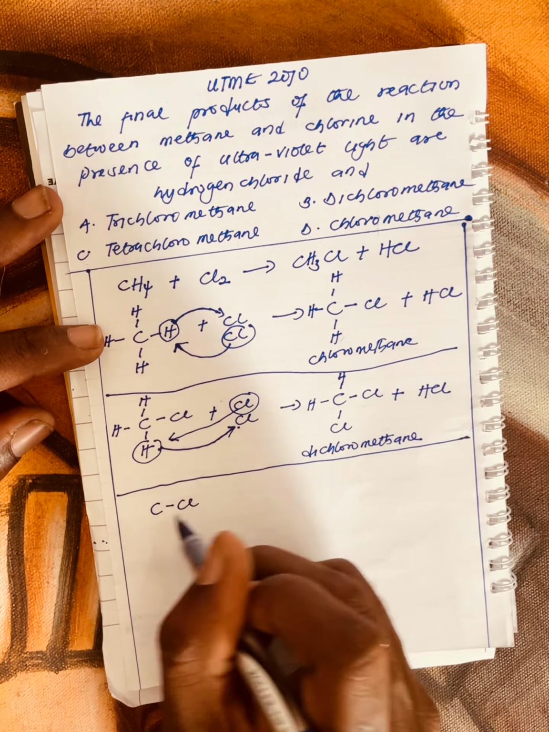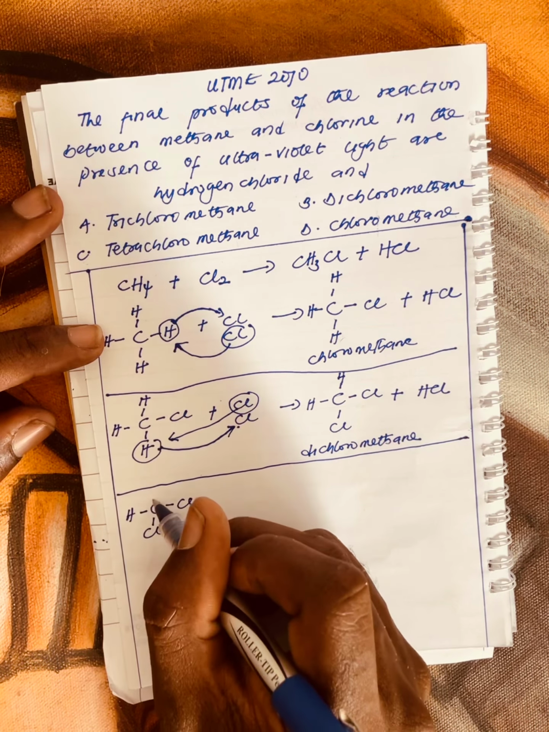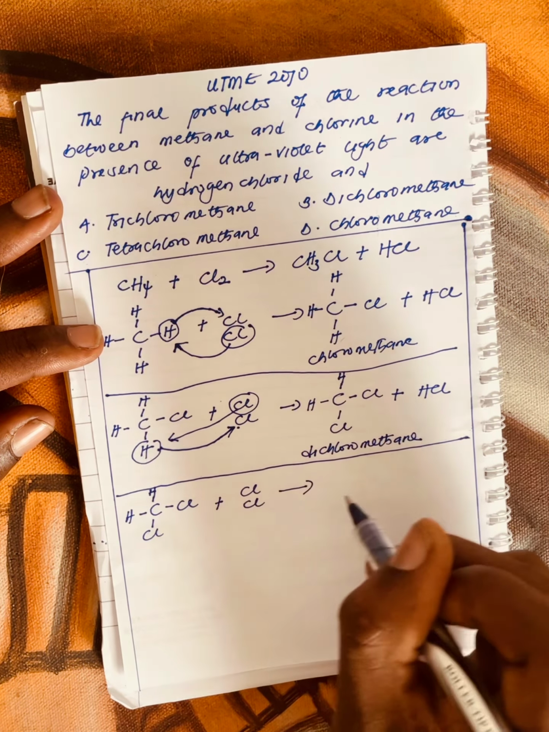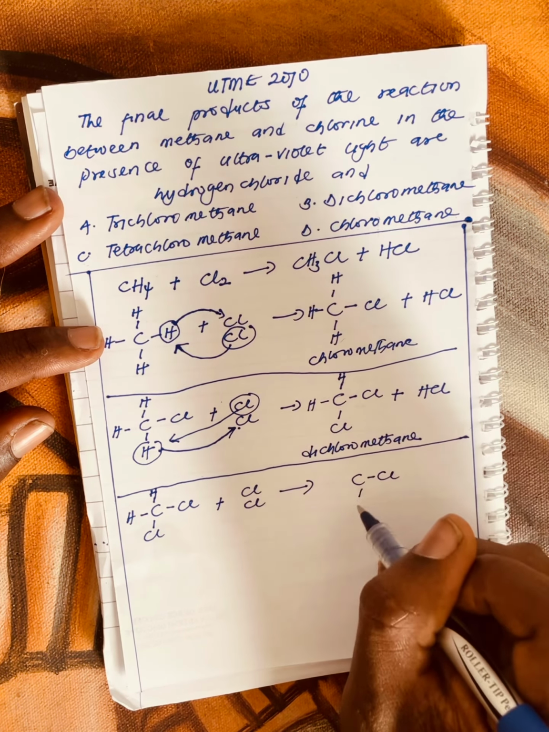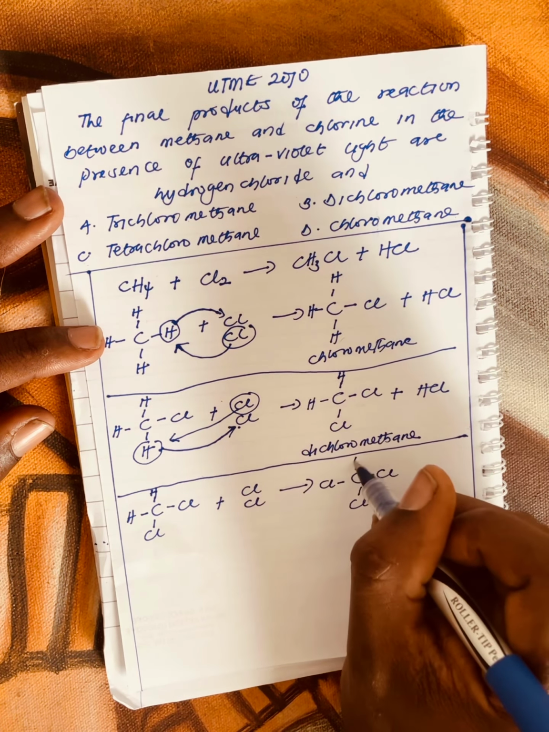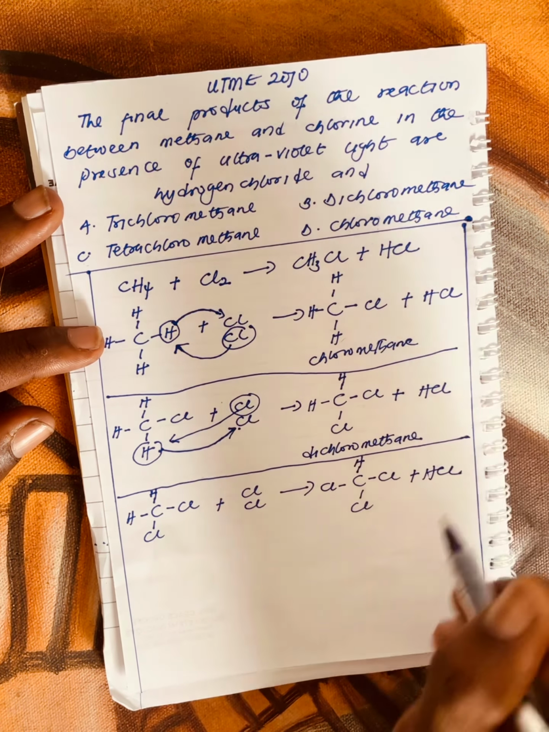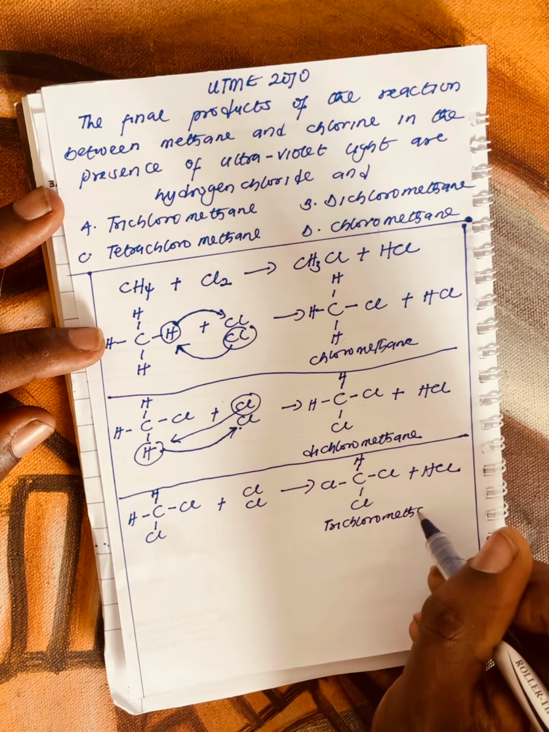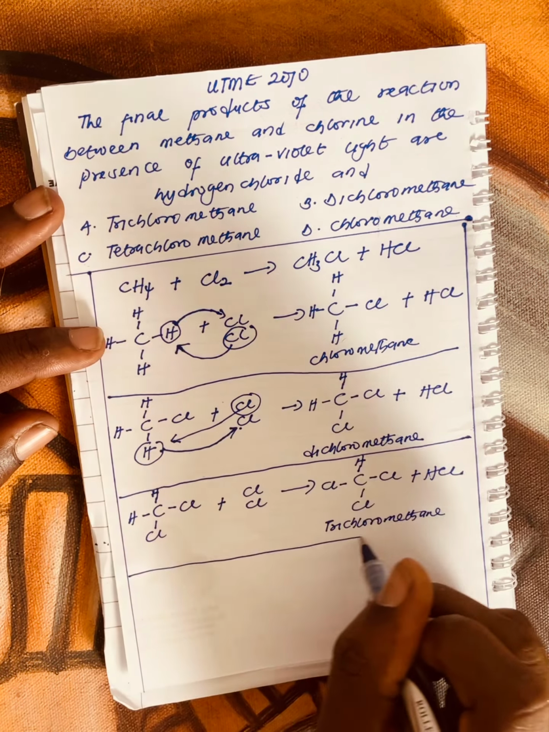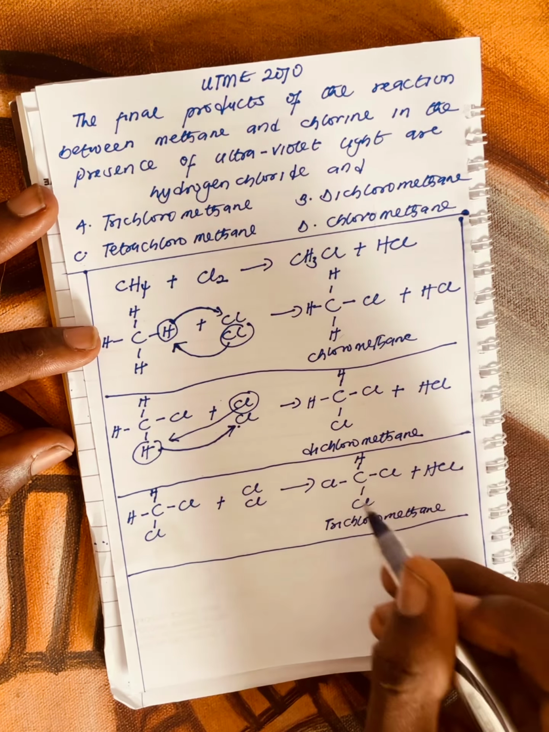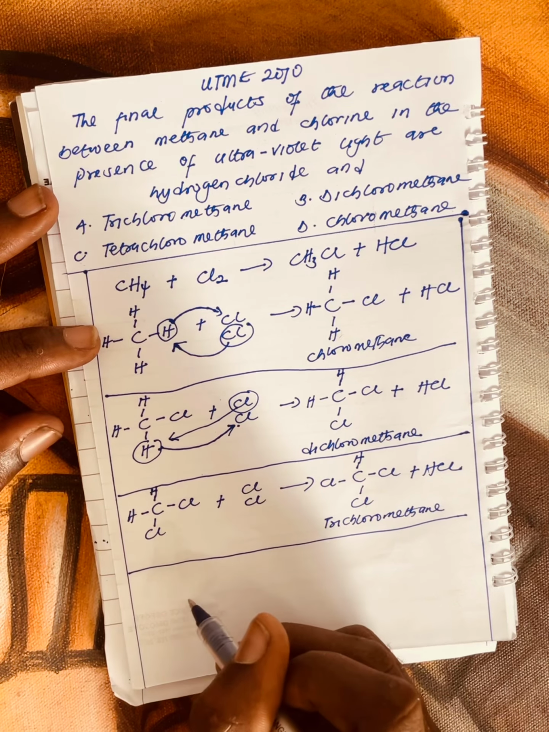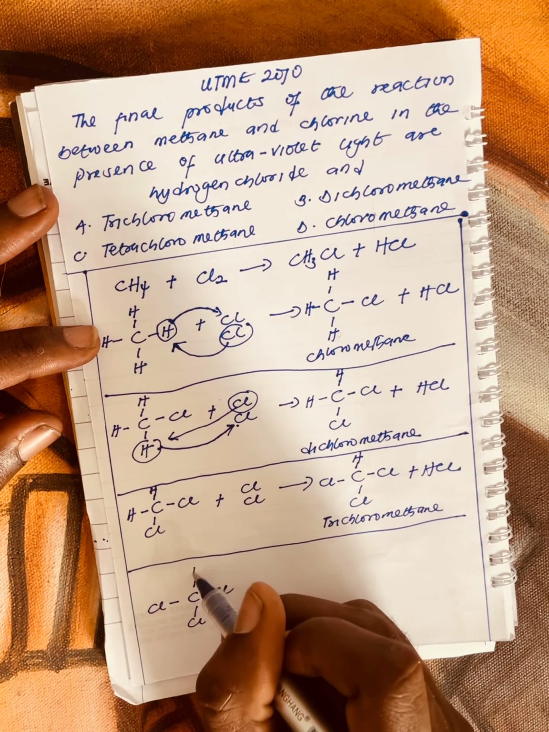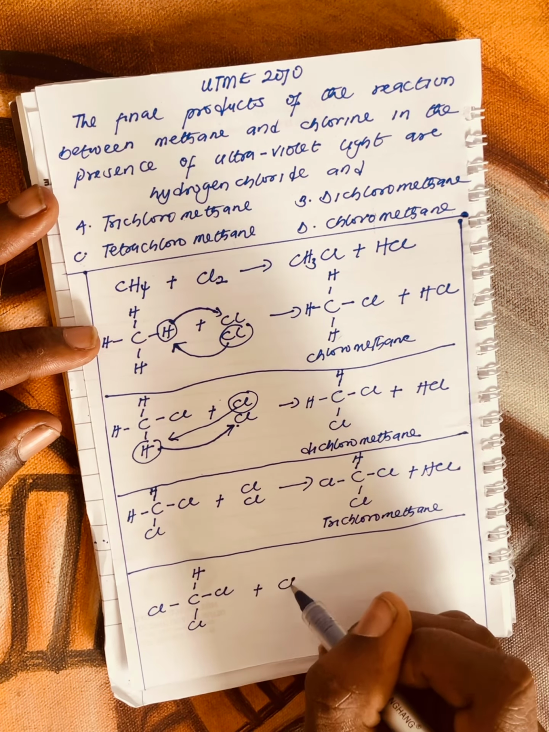So I have CCl2H2 plus another chlorine molecule. The same reaction will happen. So I will have CCl3H, this time with 3 chlorines having entered, plus HCl. This one is now called trichloromethane. The reaction can still happen again since we still have hydrogen to be replaced. So we have CCl3H plus Cl2.